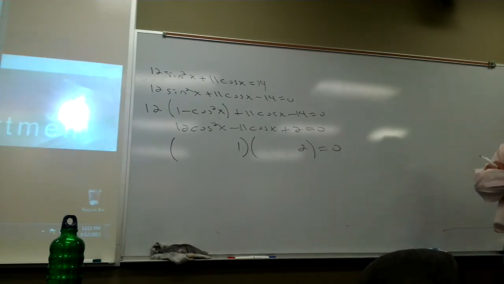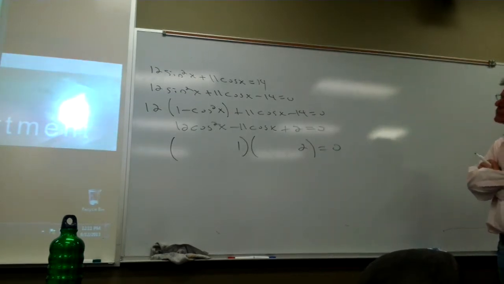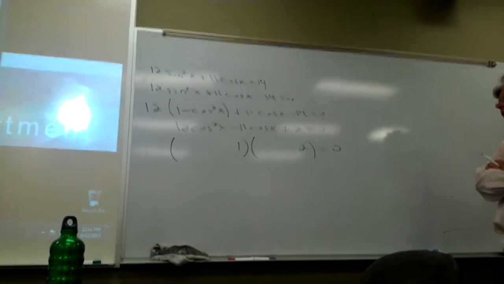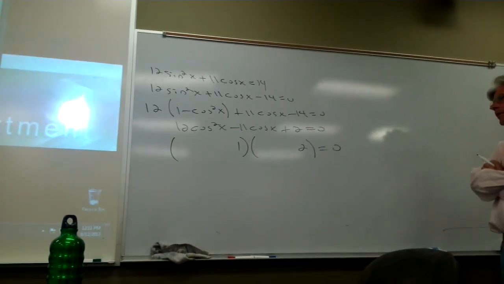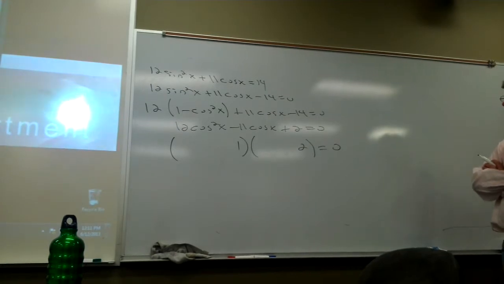I got you. I don't see it. I would just use a substitution, just make cosine squared x equal to the variable and then figure it out. Yeah, I know. I was just hoping to factor nicely. 2/3 and 1/4 is the answer.